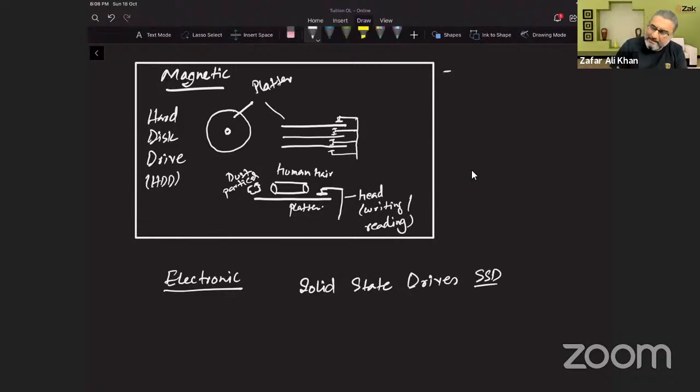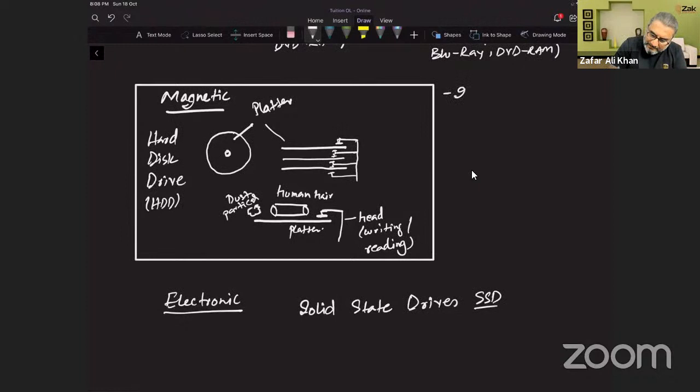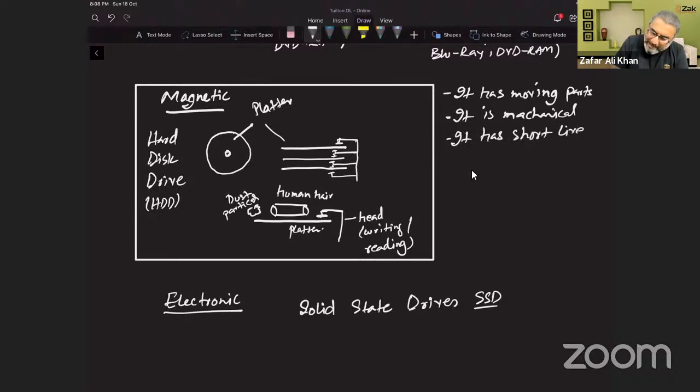Since the magnetic disk has got moving parts, it is mechanical. It has a short life. Why does it have a short life? Everything that is moving will be gone one day. जो भी चीज इस्तेमाल होती है चलती है वो तो खराब हो ही जाती है ना कुछ अरसे के बाद.